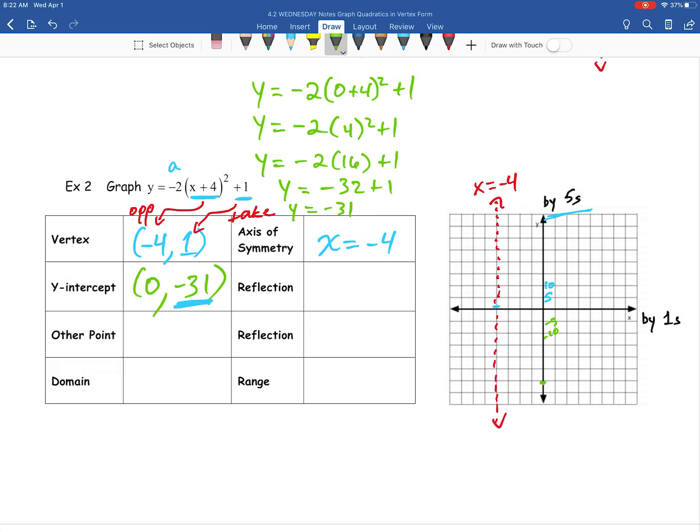Now, for the reflection point. Since that is 4 units to the right of the mirror, our axis of symmetry, we would have to go 4 units to the left of the mirror and place our little coordinate there. And so that coordinate comes out to be at -8, -31.